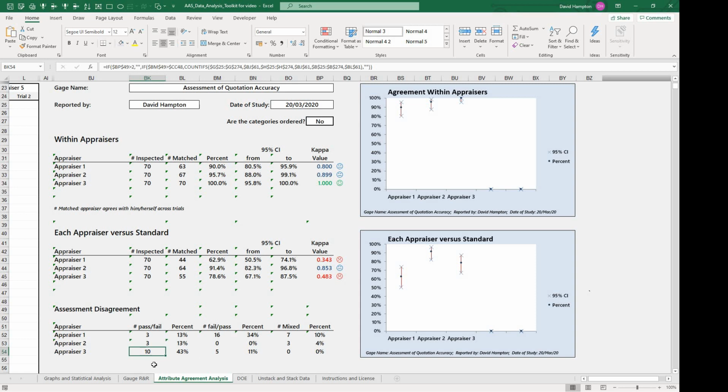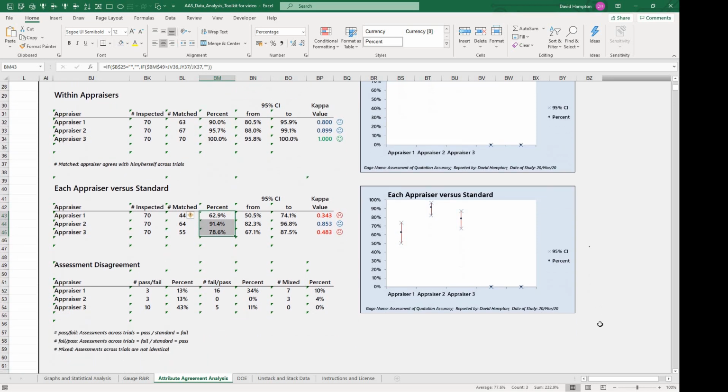And this would help us to look at the reasons why they're making those decisions and steer them to adjust how critical they are for the future. And similarly, these percentage performances have been analysed with confidence intervals in the graph. So that's appraiser versus standard.